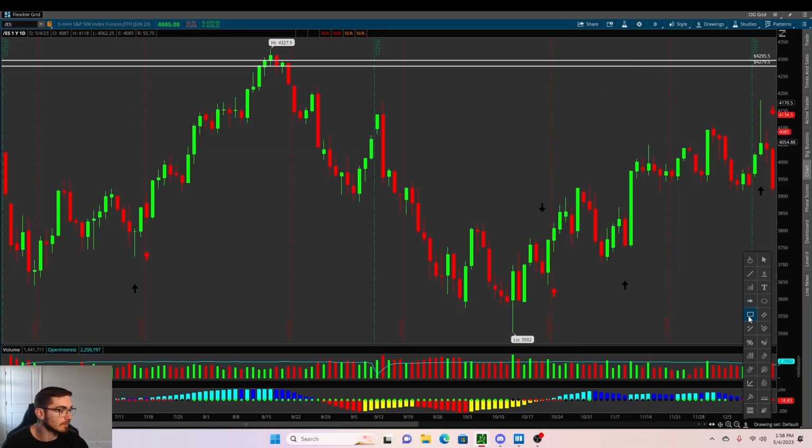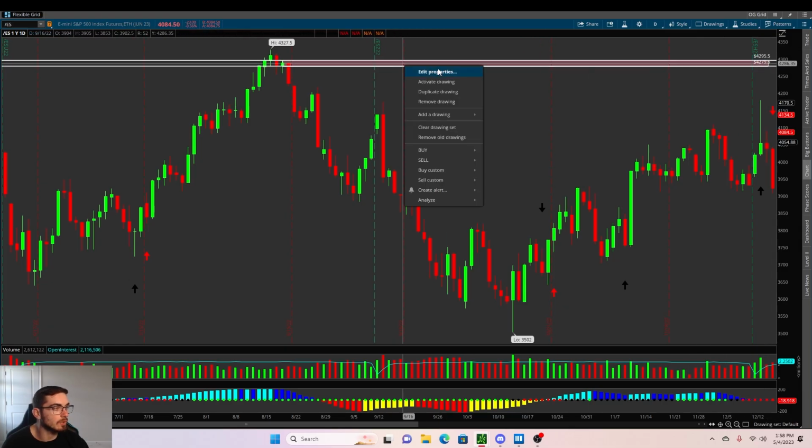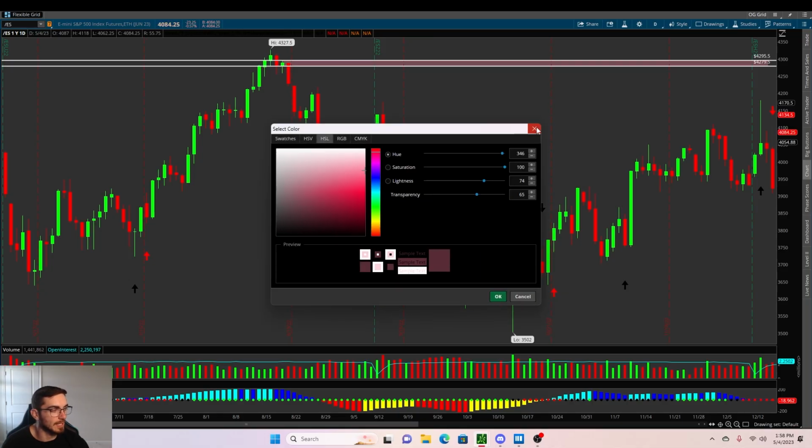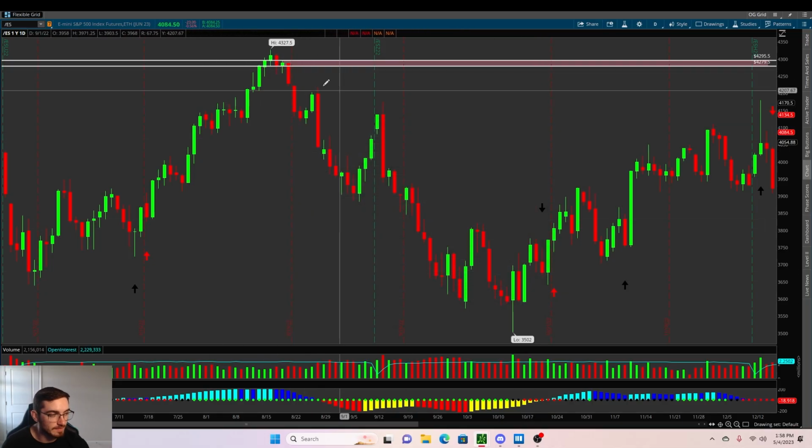So all you would do at this point, you would take your rectangle and you would measure it right through here, and I just make mine this reddish color right here. Again, go to edit properties, click more, go to HSL, and you can change the transparency from there. So that's a supply zone.